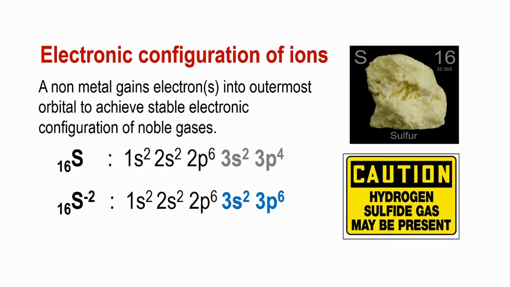Configuration of anions. A non-metal gains electrons into the outermost orbital to achieve the stable electronic configuration of noble gases. For example, sulfur gains 2 electrons to form a sulfide ion, which has 8 electrons in the third shell, similar to the noble gas argon.